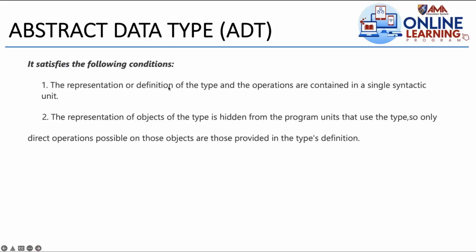This ADT satisfies the following conditions: the representation or definition of the type and the operations are contained in a single syntactic unit. The representation of objects of the type is hidden from the program units that use the type. So the only direct operations possible on those objects are those provided in the type's definition. The terms here, like class, are very common, so if you're in second year, I believe you're familiar with these terms now, in IT or even in the computer science major. Very technical. Okay, so even this word, abstract data type.